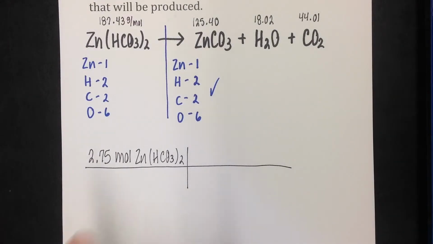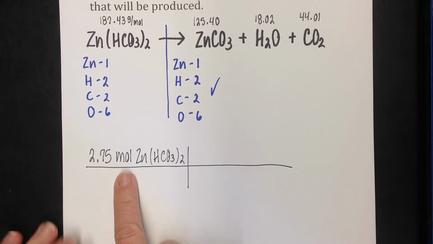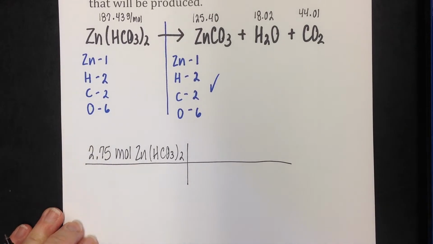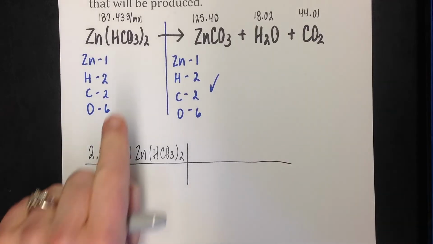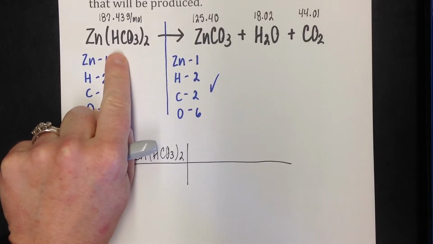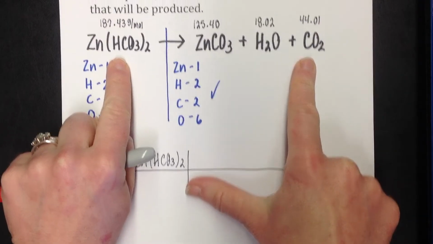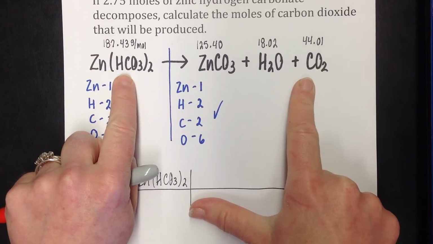And what I notice is the given is already in moles. That has saved me a step. I'm not going to have to do a gram mole conversion because I'm already there. Because this given is already in moles, I have permission to multiply by the mole to mole ratio. Now, the mole to mole ratio is between two things, what they gave me and what they want. They gave me zinc hydrogen carbonate, and they want me to solve for carbon dioxide. This is what they gave me and what they want.